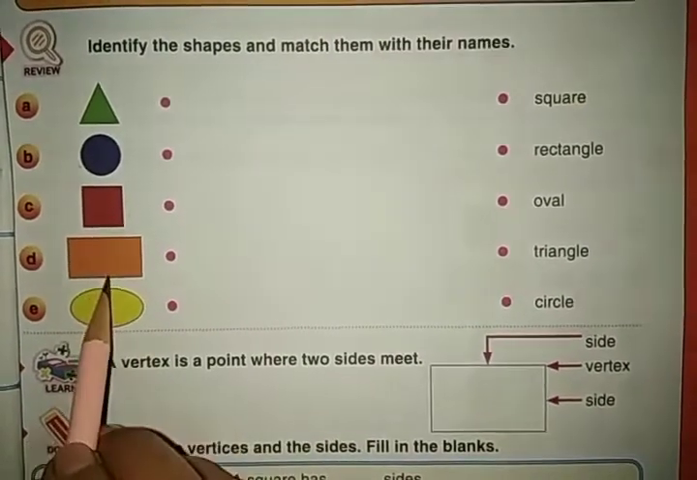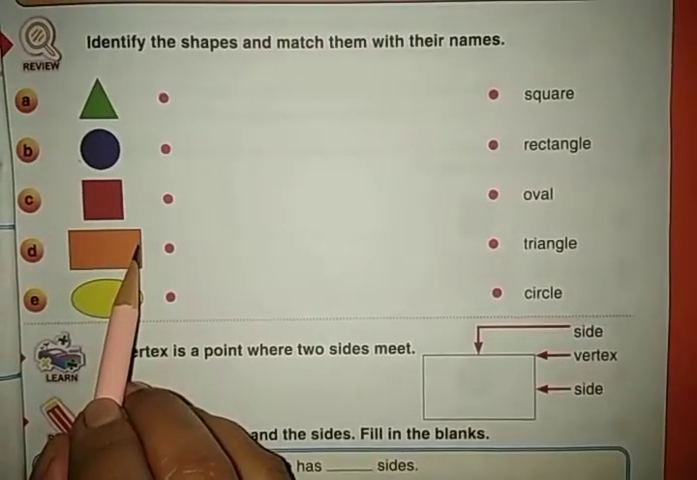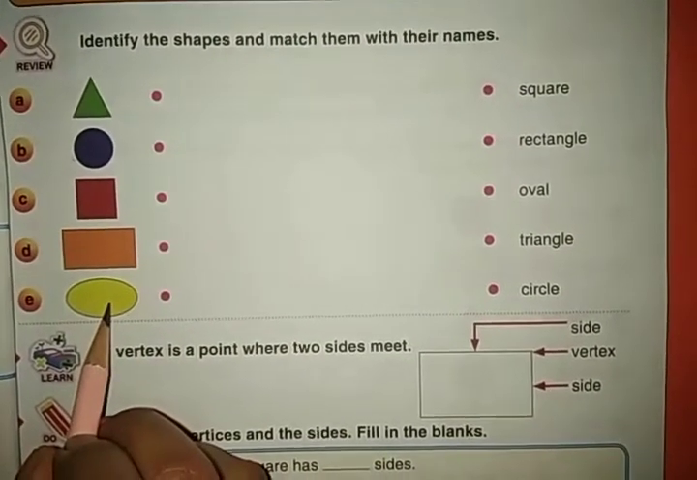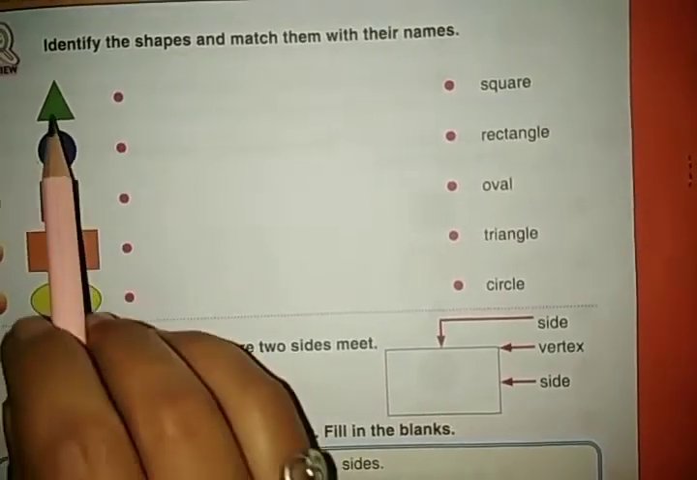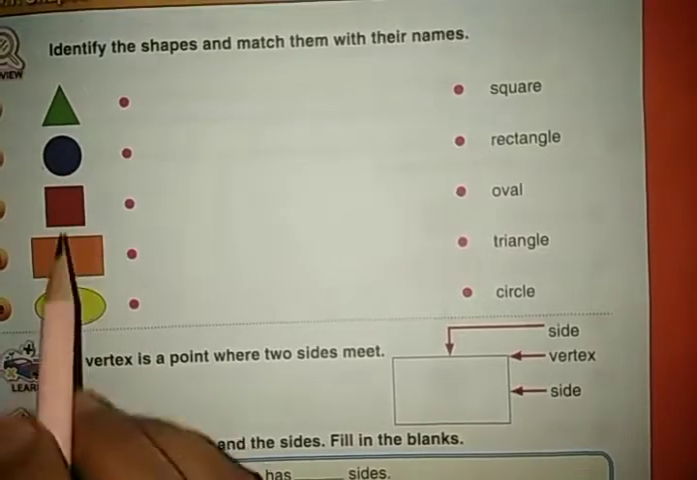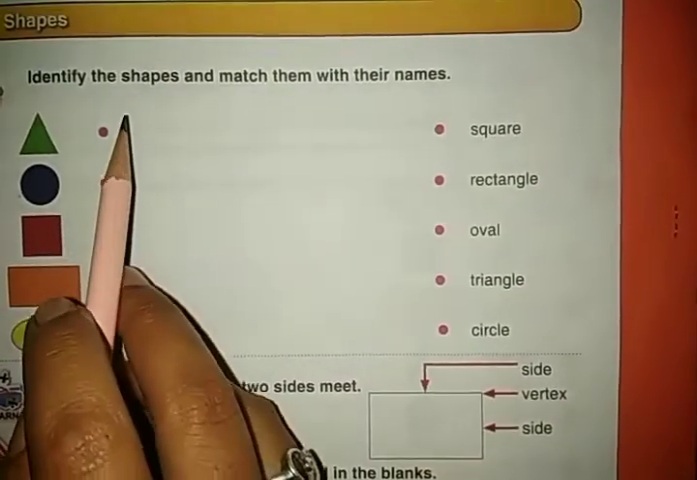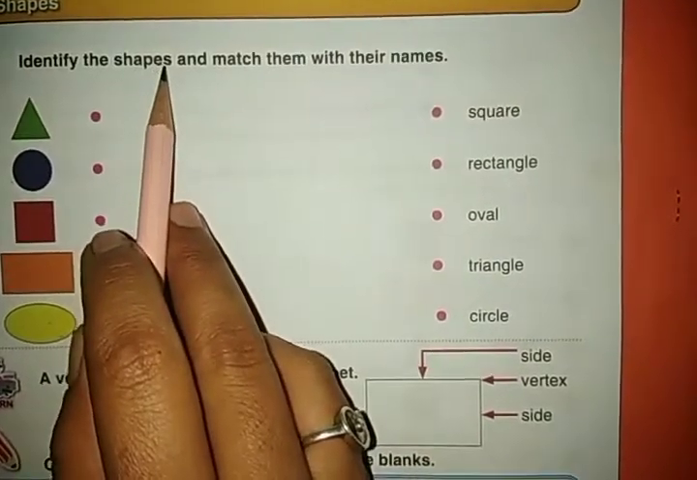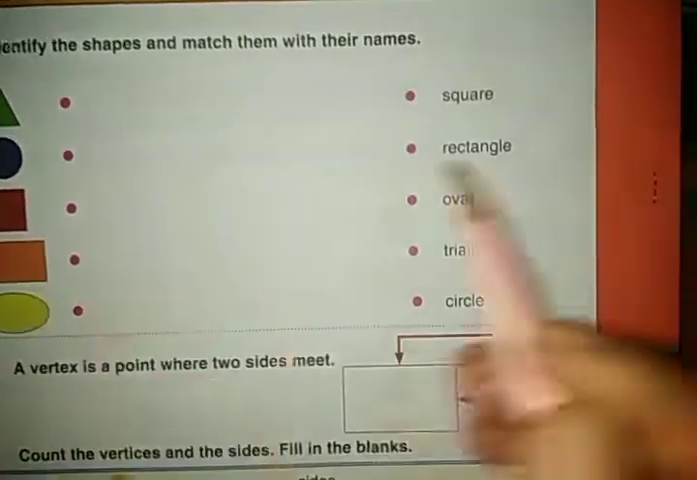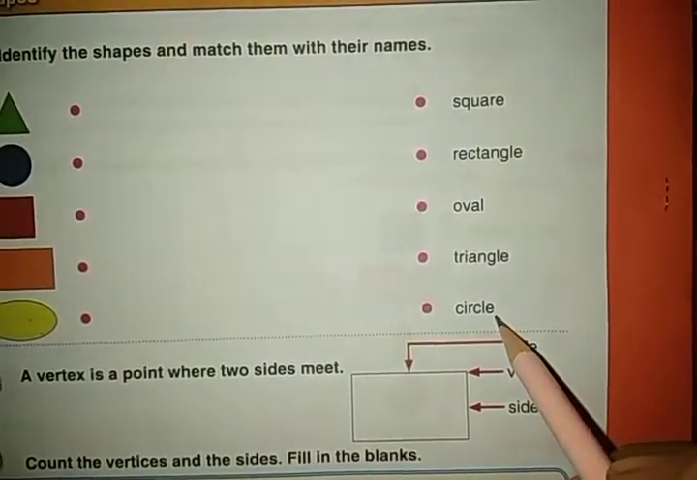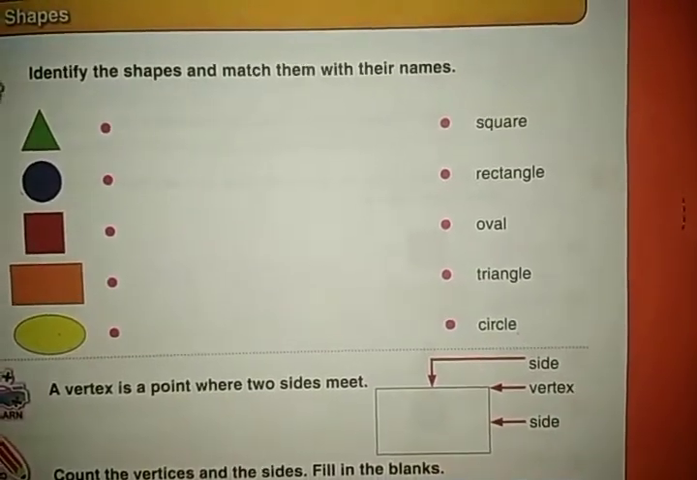Yes. The opposite sides of rectangle are equal in length. Yes. And this is oval. These shapes we all know, children. Yes. Triangle, circle, square, rectangle and oval. To match the shapes with their names. Okay, here they have given the shapes and here they have given the names of the shapes. We have to match the shape with their names.